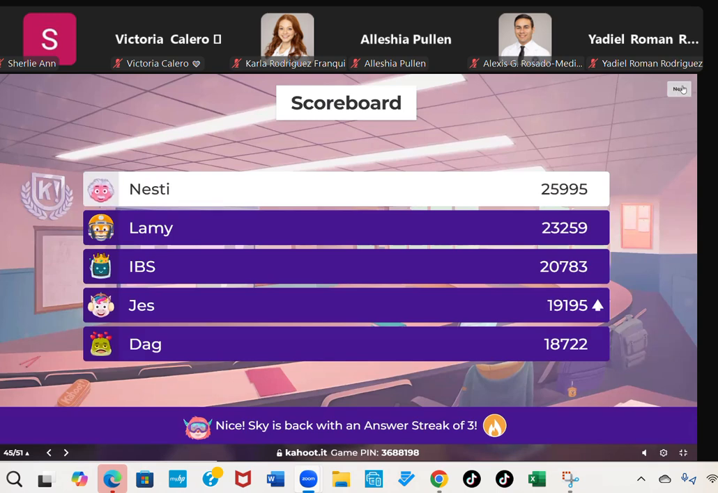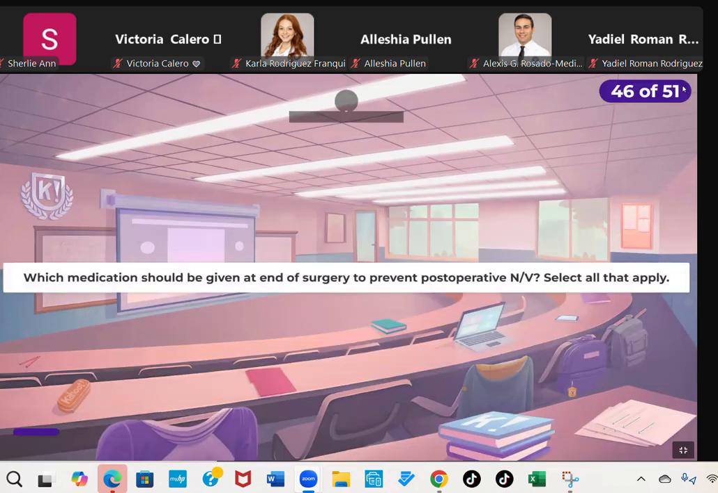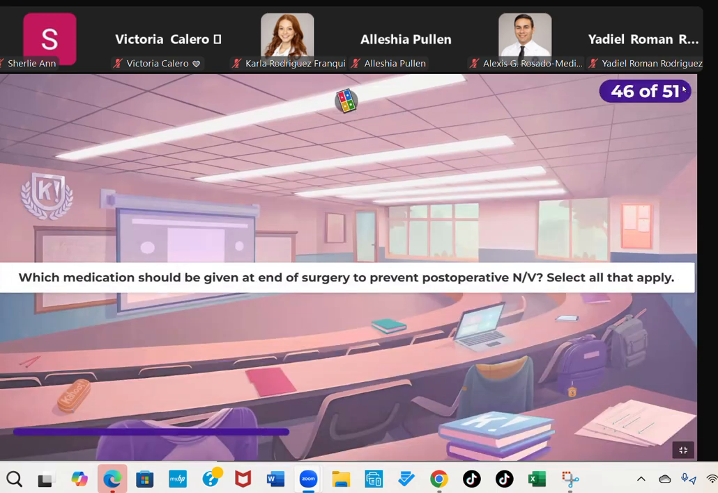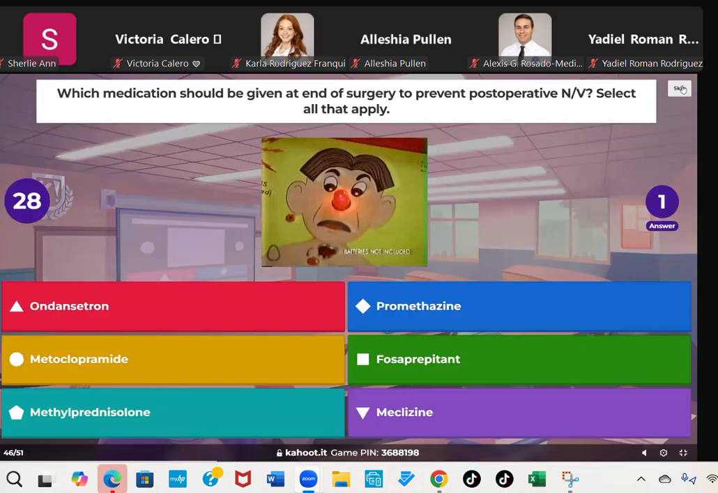We're almost done. Which medication should be given at the end of surgery to prevent postoperative nausea and vomiting? Select all that apply. Ondansetron, promethazine, metoclopramide, fosaprepitant, methylprednisolone, meclizine.